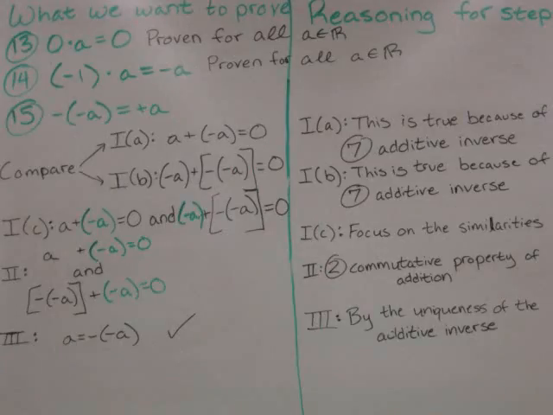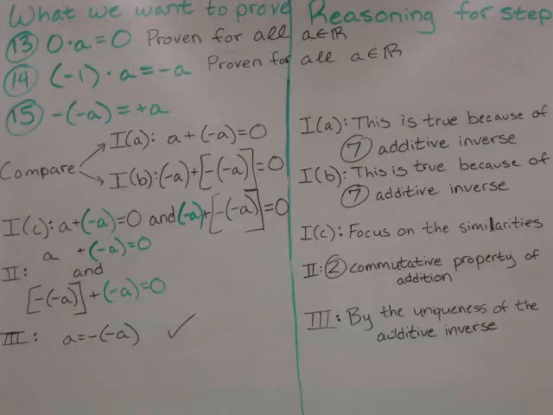I want to start by comparing two different equations. The first one says that A plus negative A equals 0. This is true because it's the additive inverse. But the second one, negative A plus the negative of negative A equals 0. Again, this is the additive inverse. Now I want to just focus on the similarities between these two. And the way I'm going to do that is I'm going to use the commutative property of addition and I'm going to line them up.